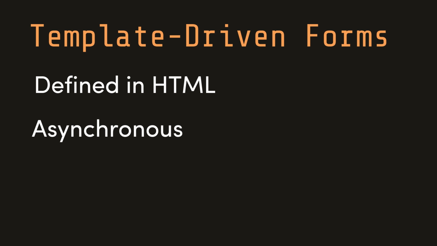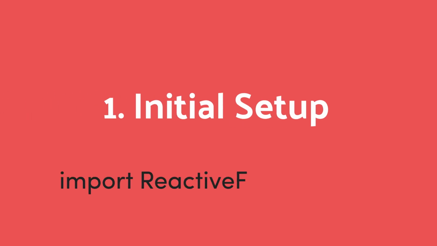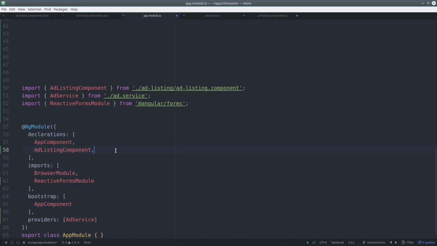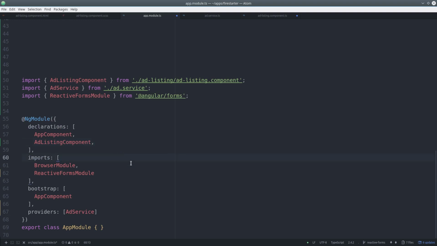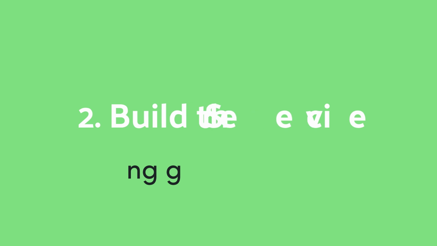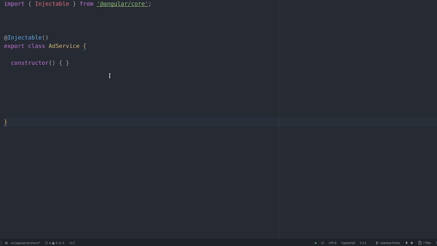So a good rule to follow is if you're building a big, complex form, you should probably go with the Reactive Form module. Reactive forms are kept in their own module, so we'll need to import that in whichever module we plan on using it in. In this example, we import the Reactive Forms module into our app module and then add it to the import section. Now we can start building the ad service that will get data from Firebase for our classified ads.